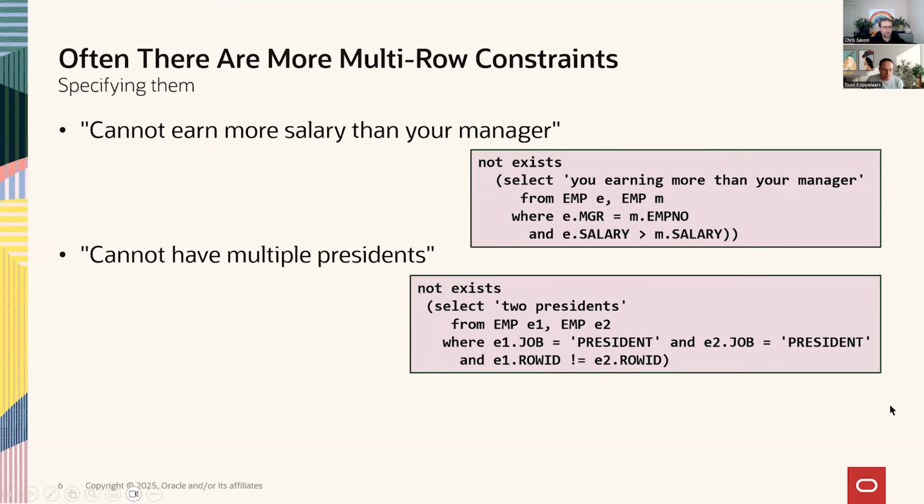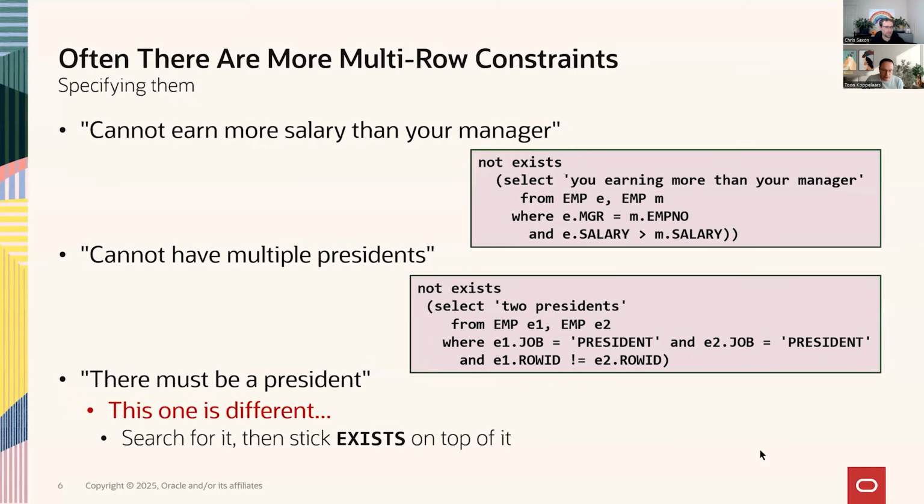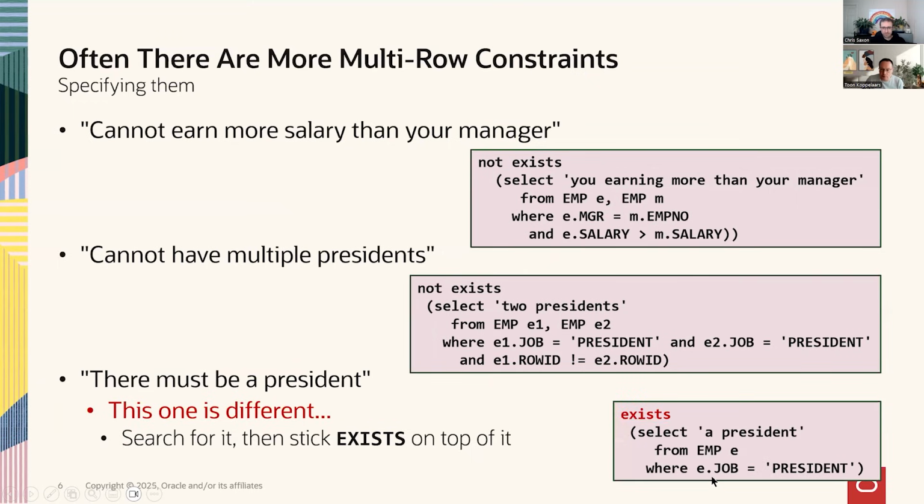The last one, let's say I also want to mandate that in the employee table, there must at least be a row whose job is president. So this one's slightly different. Now I have to search for this president, and instead of sticking a not exists, I'm going to stick an exists on top of it. A very simple query. I'm looking for a president, and I'm going to mandate that this should return a row. Exists, select the president from emp where e.job equals president.